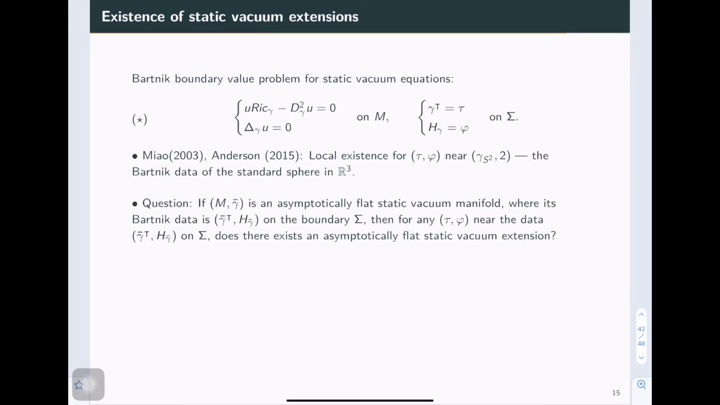Motivated by this result, we would like to ask the following question. If we have a background Riemannian manifold which is asymptotically flat and static vacuum, where its Bartnik data is the induced metric and mean curvature from the background Riemannian metric bar gamma, then if tau and phi are near the background Bartnik data on sigma, does there exist an asymptotically flat static vacuum extension for tau and phi? In other words, if tau and phi are a perturbation of the background Bartnik data, do we always have a solution to this boundary value problem?